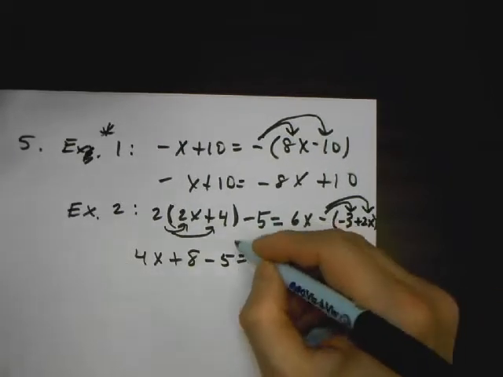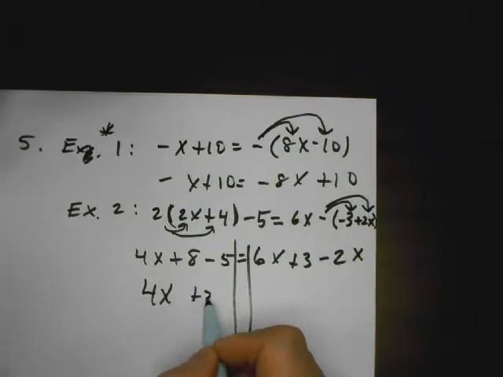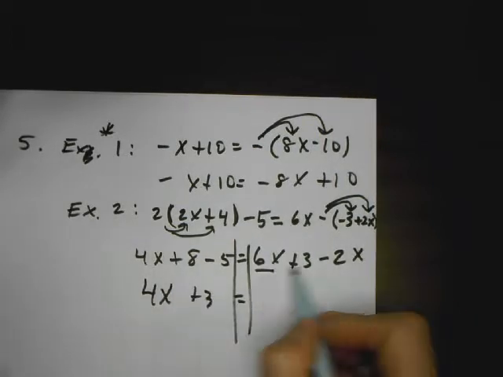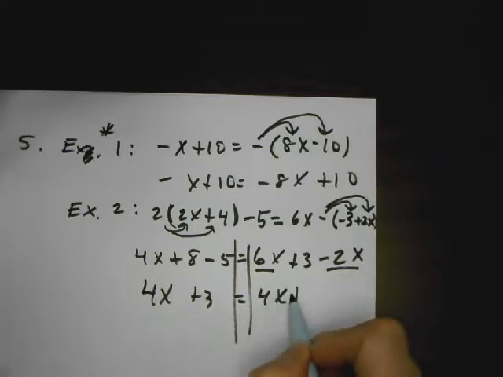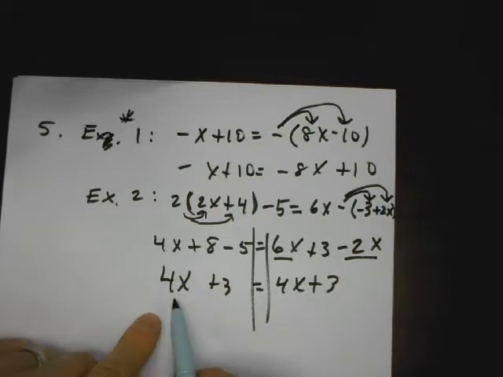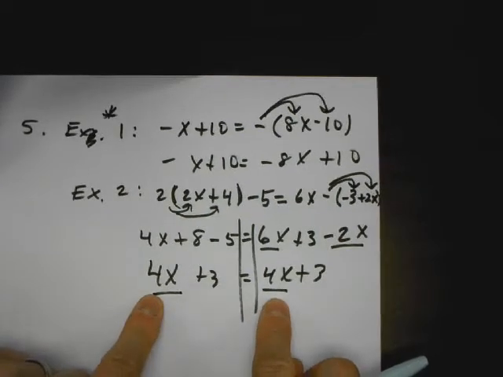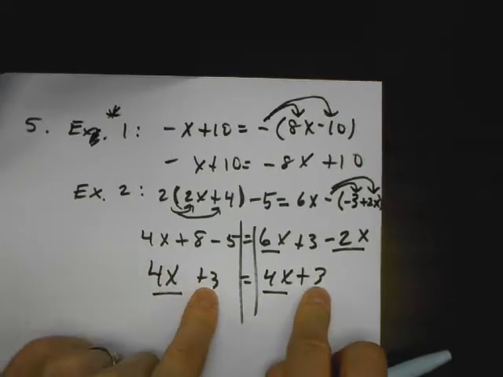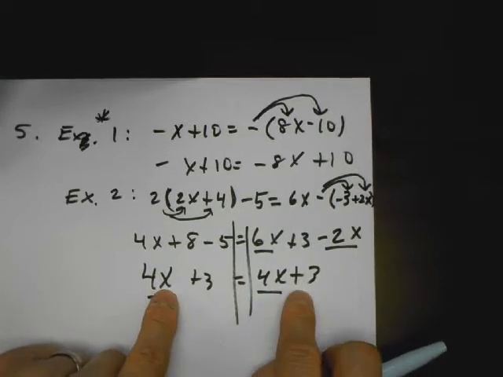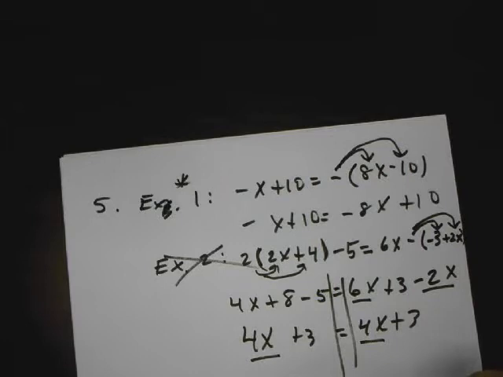So we distribute. Now we combine like terms. 4x, 8 take away 5 is 3. Over here, 6x take away 2x is 4x. Now, we simplified both sides. We have the same coefficient for x. That's a special case. That's either no solution or infinitely many. If these are the same, that means this is the exact same thing. That's infinitely many solutions. That's not what we're looking for this time.